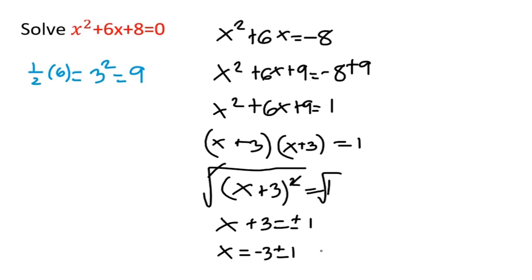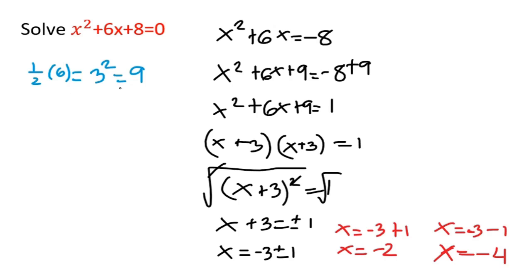So, meron tayong dalawang value ng x. So, meron tayong x equals negative 3 plus 1 at x equals negative 3 minus 1. Yan siya. Or x is equal to negative 3 plus 1, that is negative 2. And negative 3 minus 1, that is negative 4. So, yung dalawang value ng x.